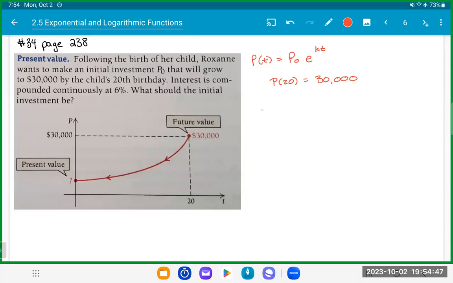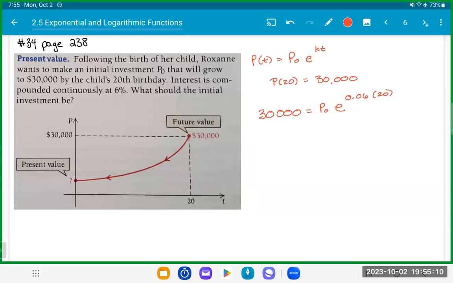So we want to have $30,000. We don't know what our initial investment is, but we do know that our interest rate is going to be 6%, so that has to be put into decimal form. And then we're going to do that for 20 years.